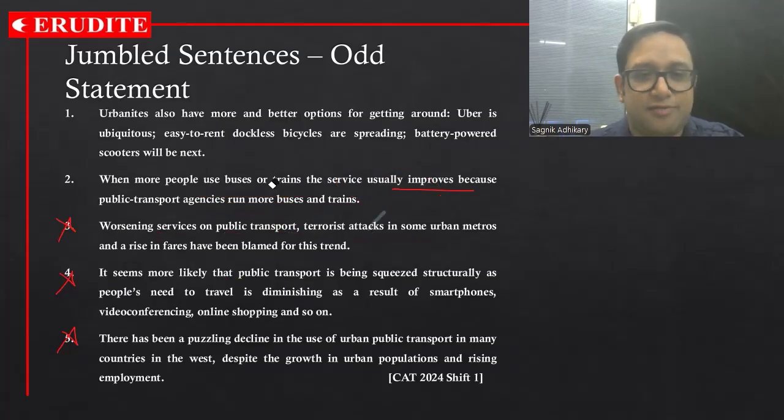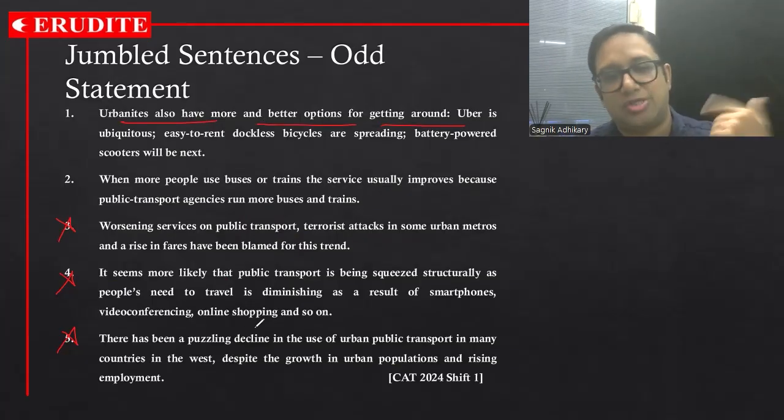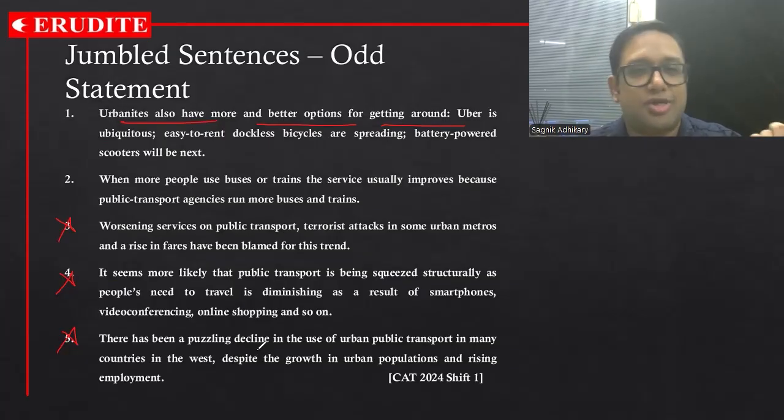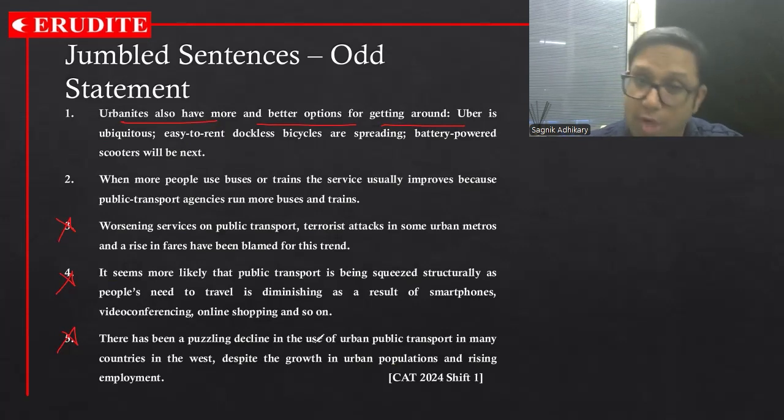So it seems as if 2 is the correct answer. It's the odd statement. Let's look at 1 to confirm. "Urbanites also have more and better options for getting around." So this suggests that public transport is taking a hit because there are changes in society. There are other options. One statement of options is given by 4, why public transport is being squeezed structurally.